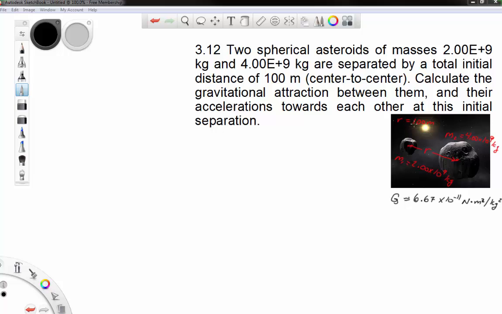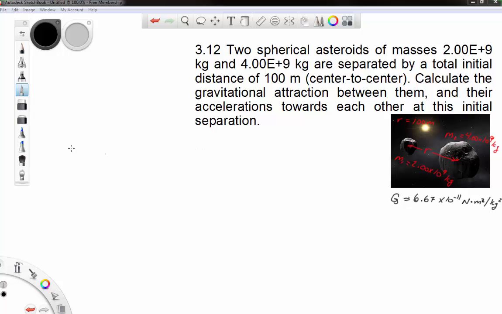So here's the middle of the first one, here's the middle of the second one. They are 100 meters apart, I'm afraid I couldn't fit the 100 meters in here. This one is the larger one, has a mass of 4 times 10 to the 9 kilograms. This is the smaller one, 2 times 10 to the 9 kilograms.